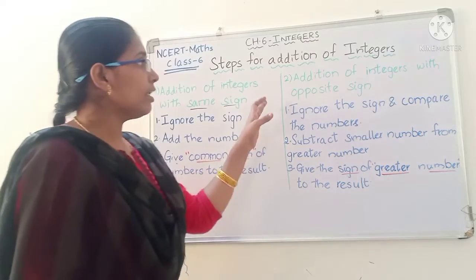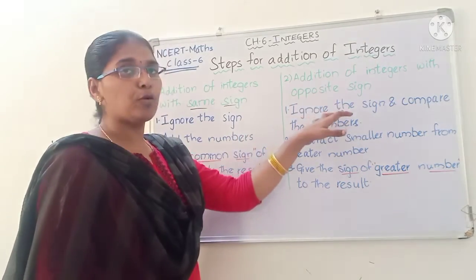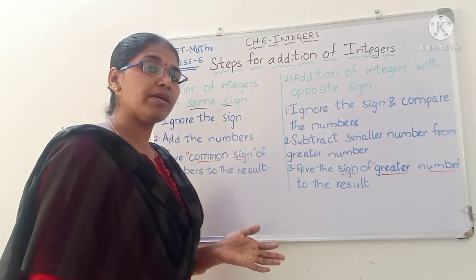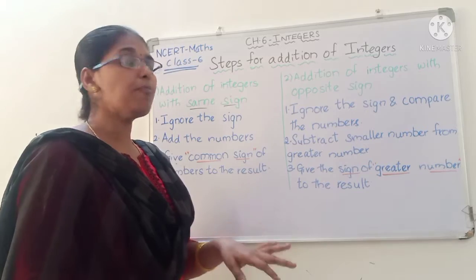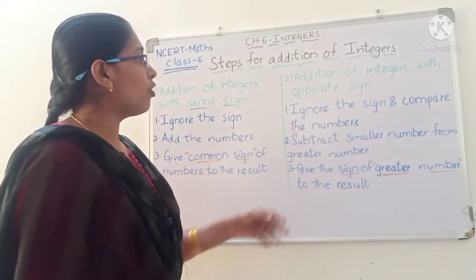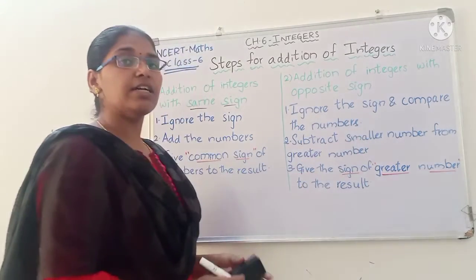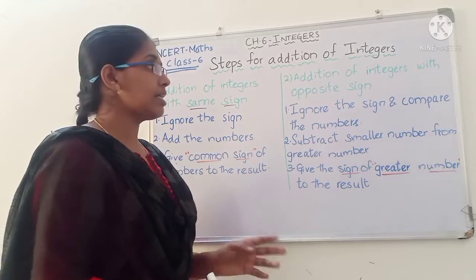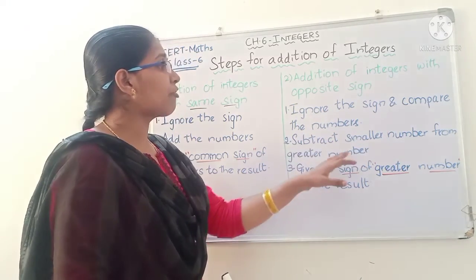Now, let us see what steps you should follow when you are adding integers with opposite sign. That is, one integer may be positive, other may be negative. One may be negative, other may be positive. So, when signs are opposite, you should follow the following steps. Ignore the sign and compare the numbers. First, you ignore the sign of the numbers. Then you compare the numbers. Then subtract the smaller number from the greater number.